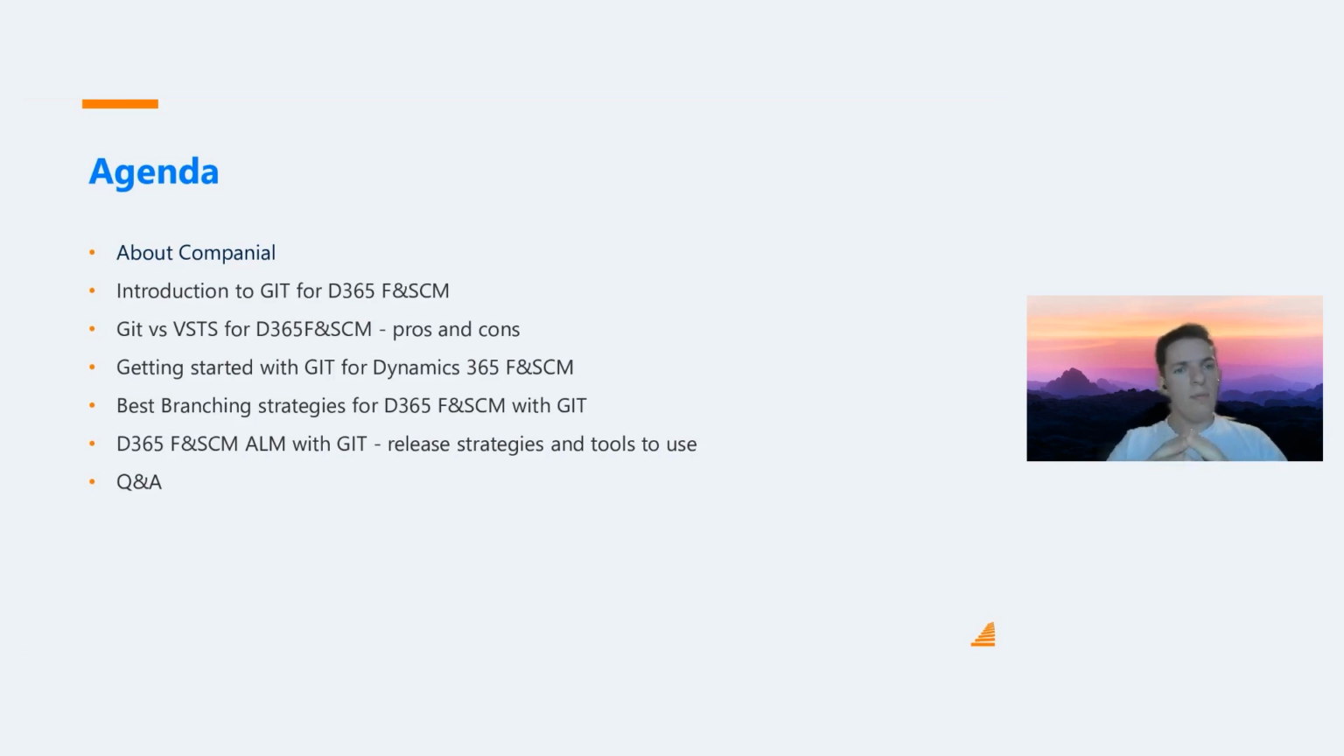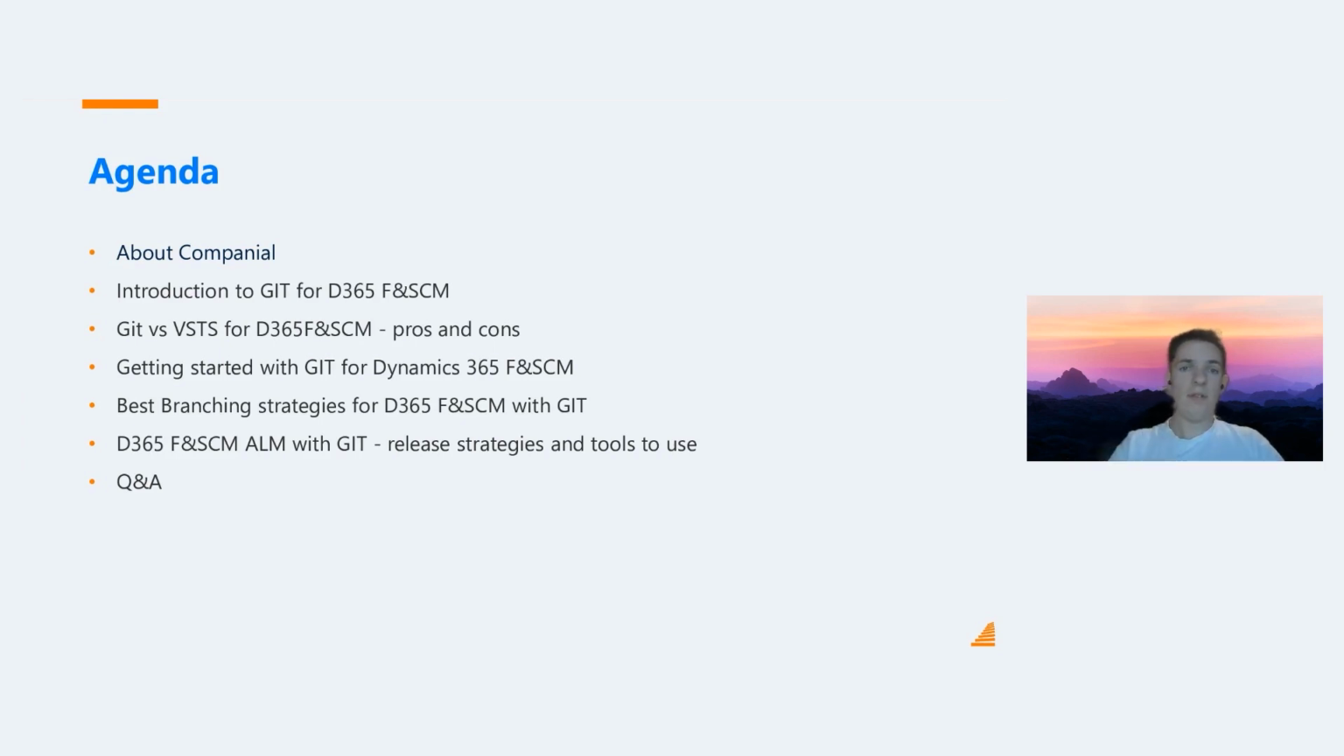Then we're going to talk about how to get started with Git for Dynamics 365: what are the important steps in the configurations not to miss to start using Git successfully. After that, we're going to talk about the best branching strategies we found to use with Git. And the last topic, when we have established the setup and the branching strategies, is application lifecycle management with Git for Dynamics 365.